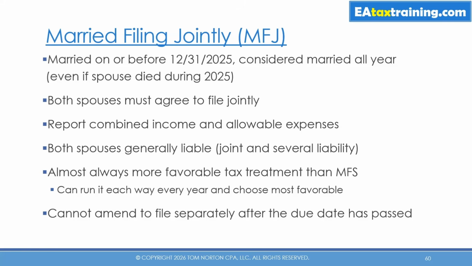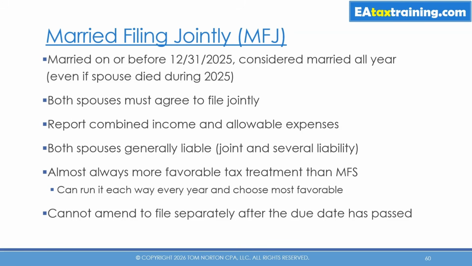Married filing jointly. In order to file married filing jointly, you must have been married on or before December 31st of 2025. So you could have been single all year, got married on December 31st, 2025. You are considered married for all of 2025. And again, even if your spouse died during 2025, you're still considered married and you can file married filing jointly. In order to file married filing jointly, both spouses must agree. If either spouse does not want to file married filing jointly, then you cannot file married filing jointly. You would then file married filing separately, which we'll talk about next.